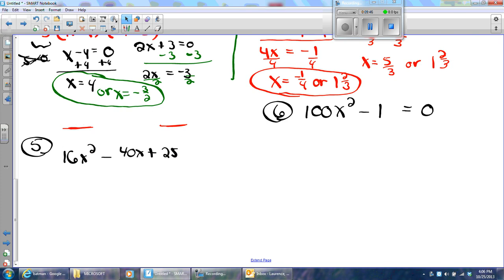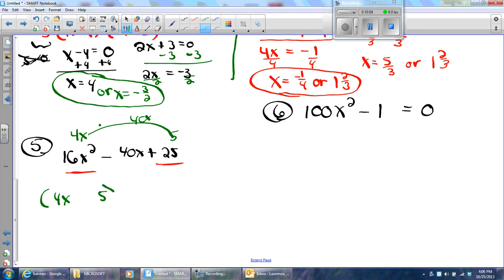Bring my lines. Okay, I'm going to check. This might be a perfect square trinomial. If it is, I'm going to do the yippee skippy dance. Square root of 16x squared, 4x. Square root of 25, 5. 4 times 5 is 20. Double is 40x. You bet your boots. It's a perfect square trinomial. 4x and a 5.